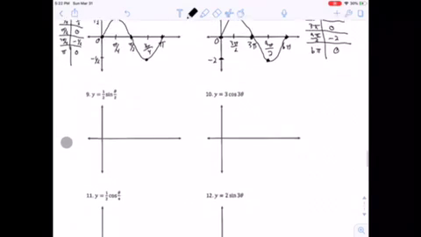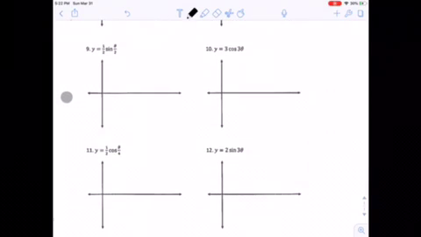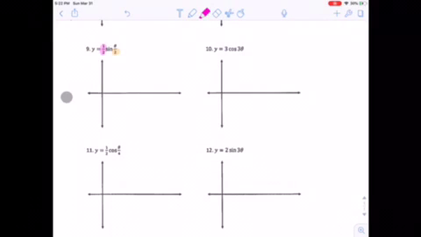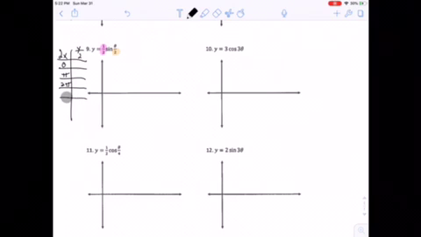Okay, so looking at 9, analyzing here, dividing by 2 here, and taking a half or dividing by 2 on the y's. So we are going to get double the x's and take half of the y's. So 0 times 2 is 0. Pi over 2 times 2 is pi. Pi times 2 is 2 pi. 3 pi over 2 times 2 is 3 pi. And 2 pi times 2 is 4 pi.